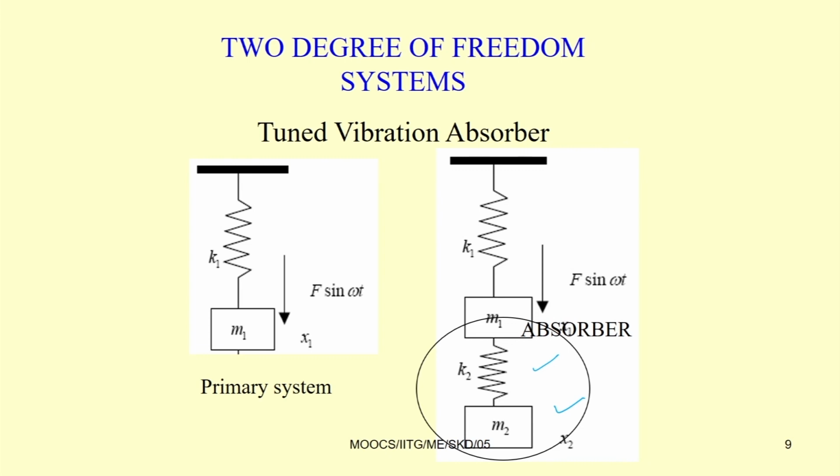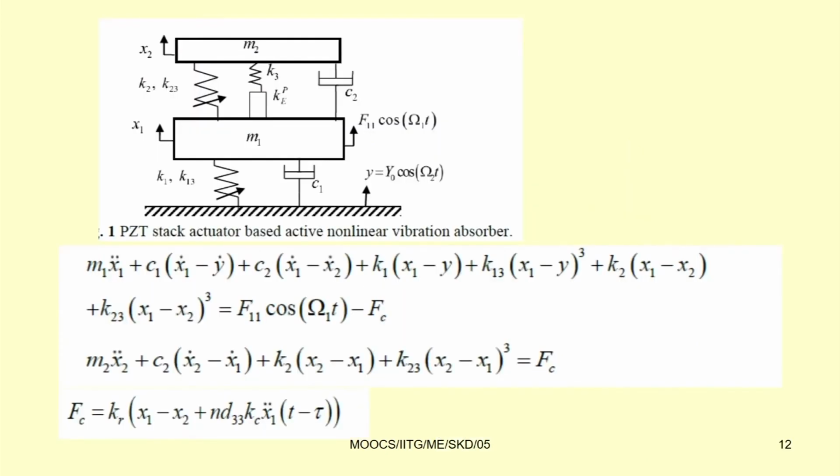We also saw the example of an active vibration absorber, where we put a piezoelectric stack actuator. This element is the piezoelectric stack actuator. By putting the piezoelectric stack actuator and drawing the free body diagram, one can write the equation of motion of the system. This shows the equation of motion of the system, where Fc is the actuator force, which can be written in this form.